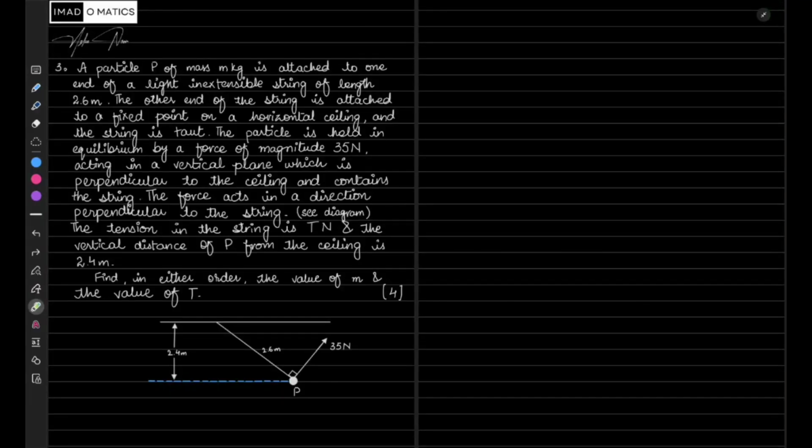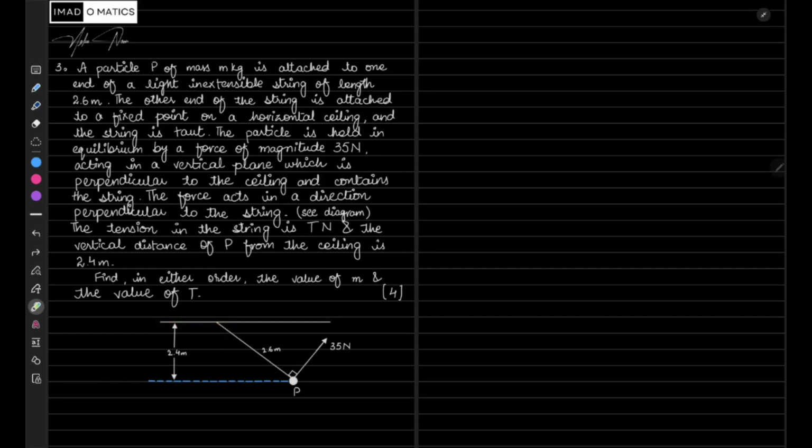Okay, so now question number 3. A particle P of mass m kg is attached to one end of a light inextensible string of length 2.6 meters. So this is your particle P of mass m kg, and this is your string, which is of length 2.6 meters, and the other end of the string is attached to a fixed point on a horizontal ceiling. This is where it is attached, at this point.